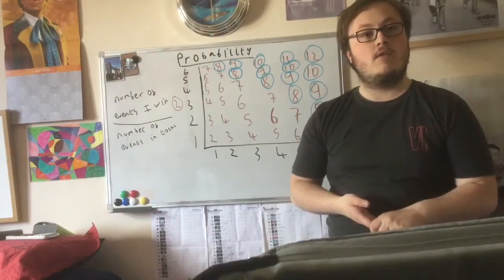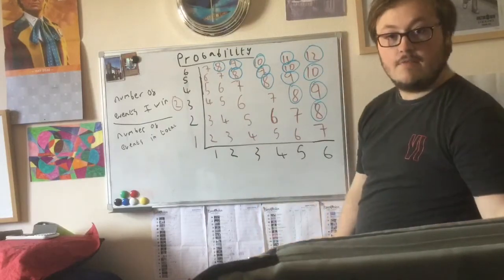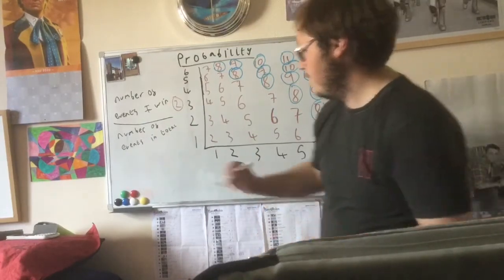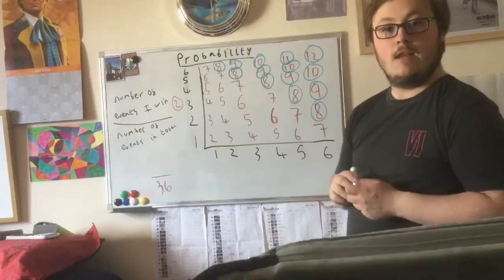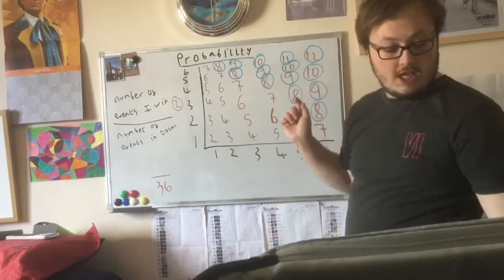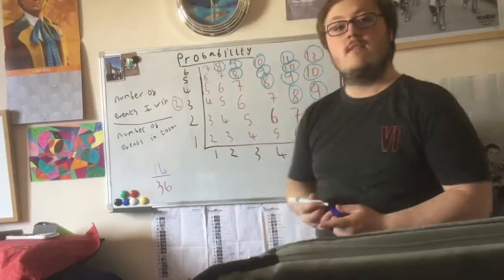How many possible outcomes are there? Well, we've just worked this out. There are 36 different outcomes. So, out of those 36, how many of them will I win? Well, there's 14 different possible outcomes that I'll win. So it's 14 out of 36.